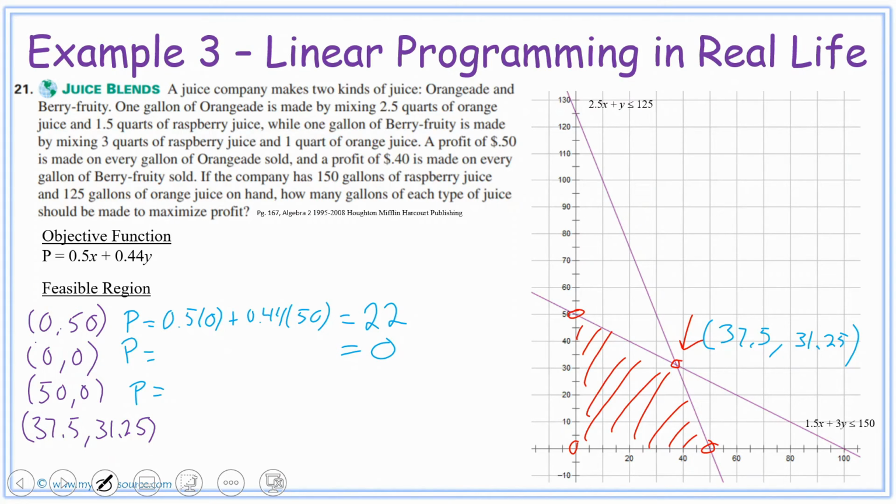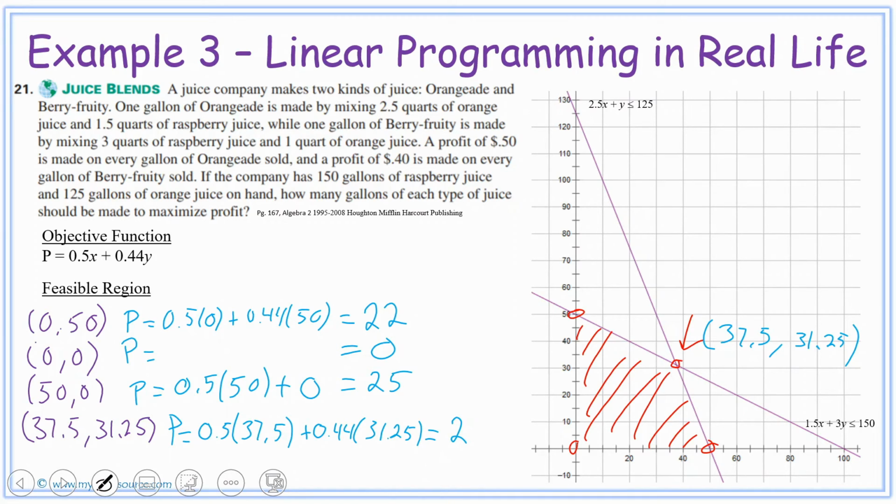And then the next one, we're going to have 50, 0. 0.5, or half, times 50, and we know this one's just 0. And so half of 50 is 25. So $25. And then the last one, we want to substitute that one in. We have P is equal to 5/10 times 37.5 plus 44 hundredths times 31.25. We're going to get $32.50. Okay, so you can see what their profits are going to be.